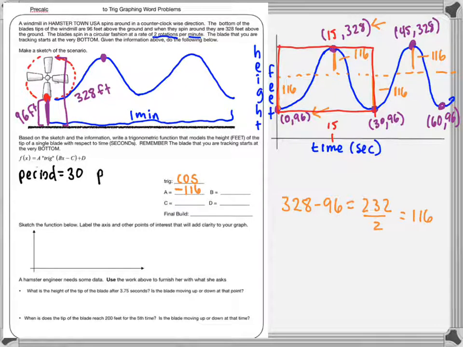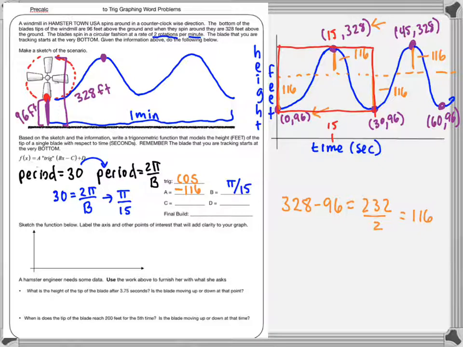To find the period, typically we're going to go 2 pi divided by b. Combining these statements, since we know the period is 30, we'll plug this in and solve for b. So we get 30 equals 2 pi divided by b. The b and the 30 are going to switch places, and we get pi divided by 15. So we got pi divided by 15 for b.